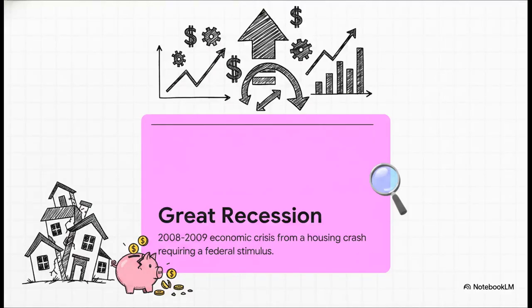And you know, those intense debates over government intervention were put to the ultimate test during the Great Recession of 2008 and 2009. This was a massive economic crisis triggered by a housing market crash and incredibly risky bank loans. To prevent a total economic depression, the federal government was forced to step in heavily once again. They injected a massive stimulus package into the economy just to stabilize the financial system.